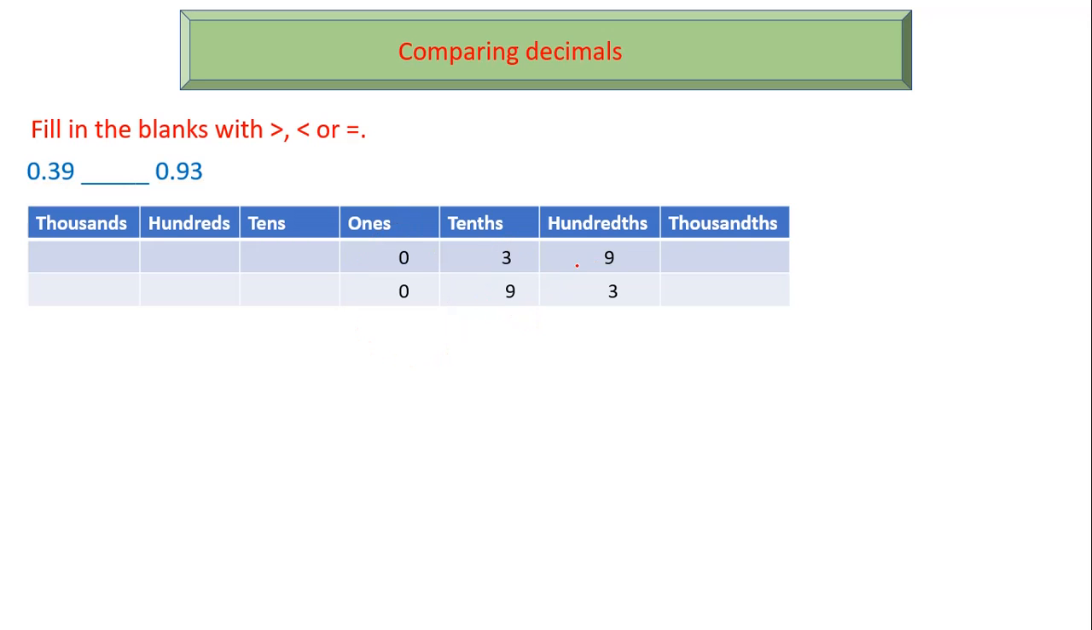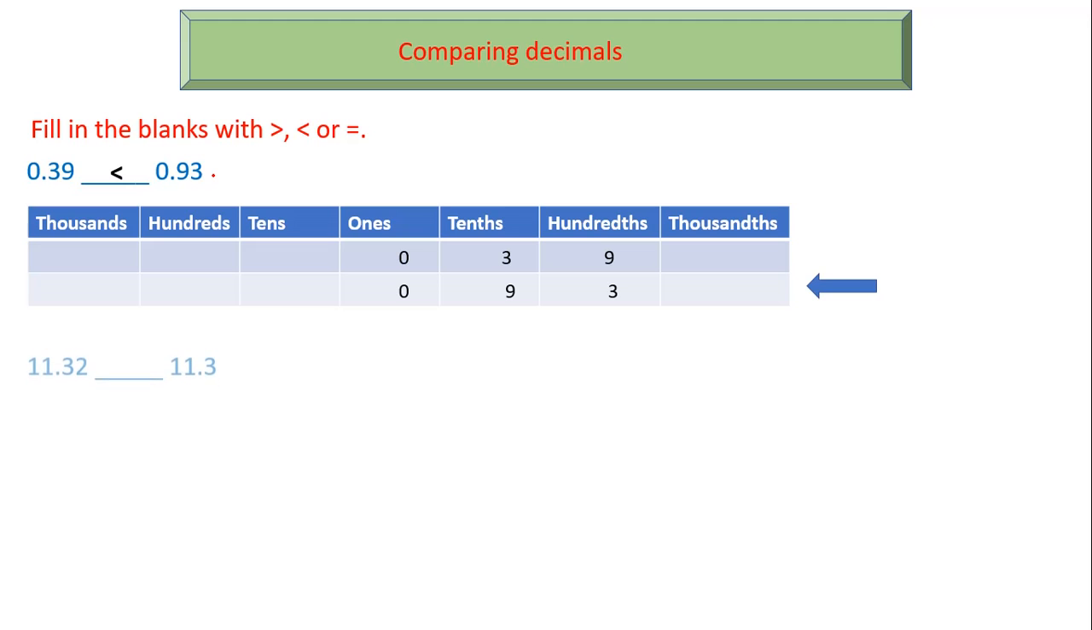Or you can just compare the whole part first, then you compare the full decimal part. In the decimal part we have 39, here 93. 93 is more than 39. So because of that, 0.93 is the greater number. So I will place the greater than symbol for 0.93. This way we will identify the greater and smaller number.